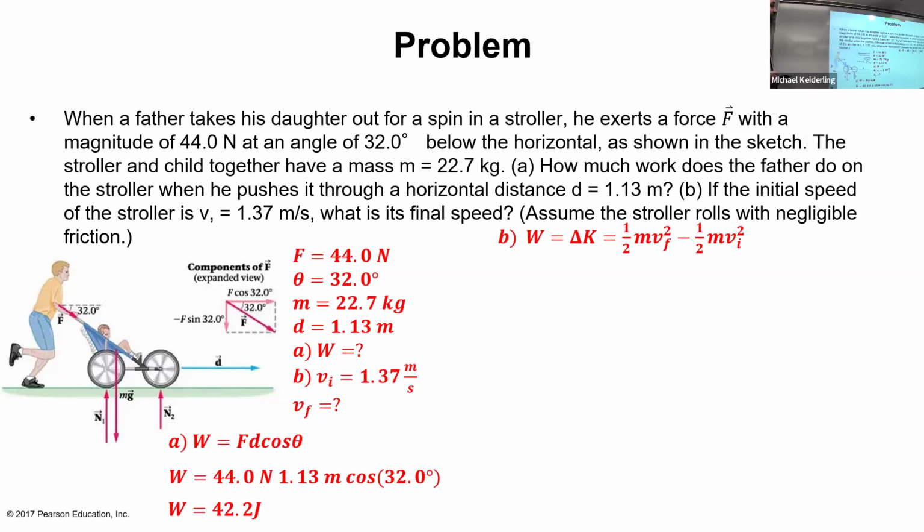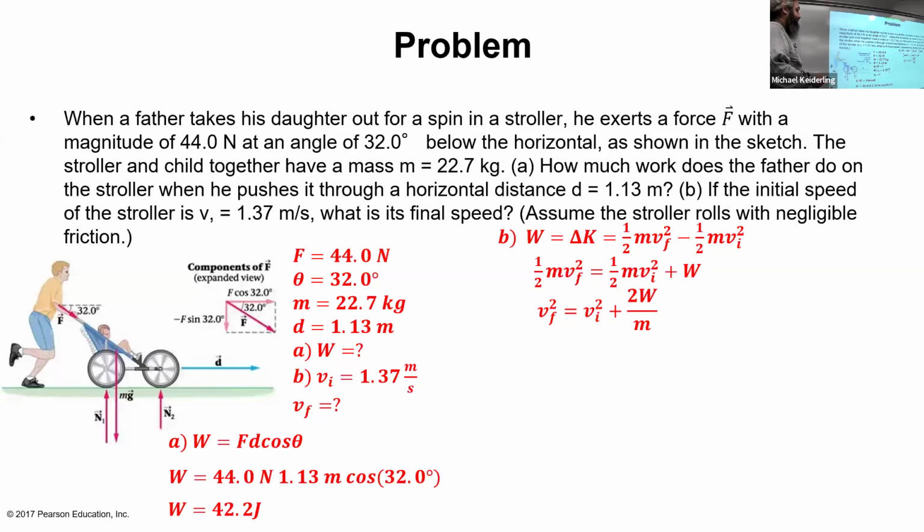Work is also equal to change in kinetic energy. So that's 1/2 mass times velocity final squared minus 1/2 mass times velocity initial squared. We're looking for velocity final, so we can do a little bit of algebra. 1/2 mass times velocity final squared is 1/2 mass times velocity initial squared plus the work.